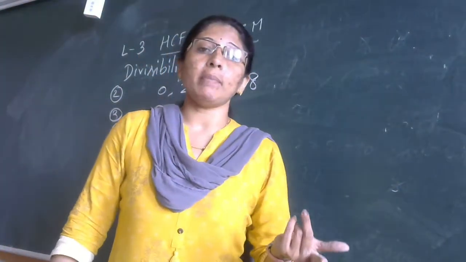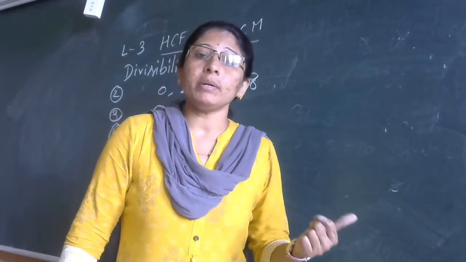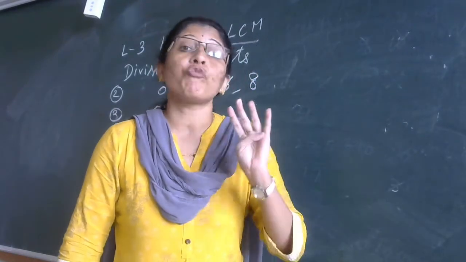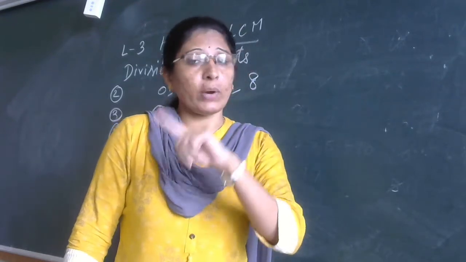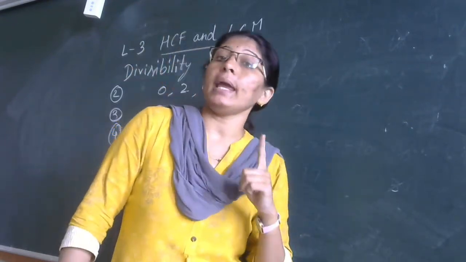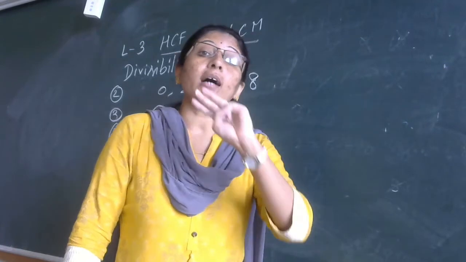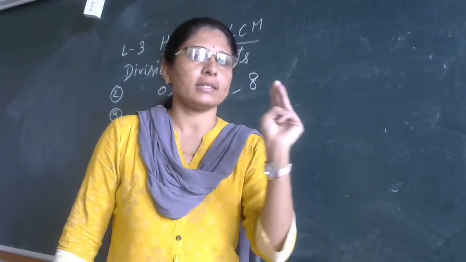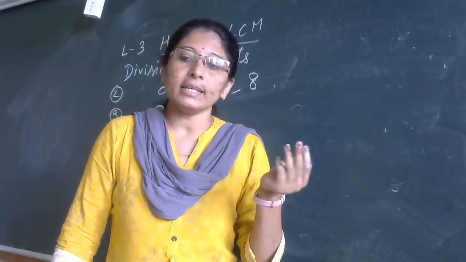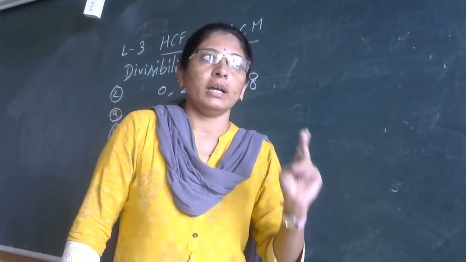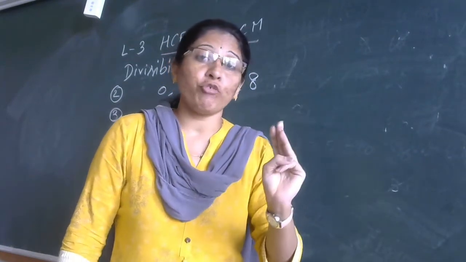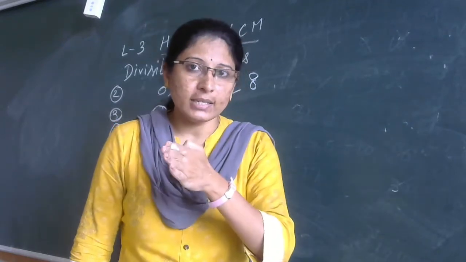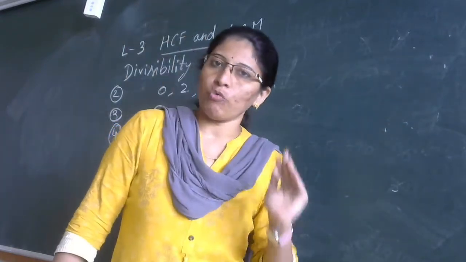Now divisibility by 8. Divisibility by 8 is the same as 4. For 4, we took the last 2 digits. For divisibility by 8, we have to take the last 3 digits, ones, tens and hundreds. Next is divisibility by 9. Divisibility by 9 is the same as 3. What we did for 3, we added the digits. The same method we have to follow for 9 also.